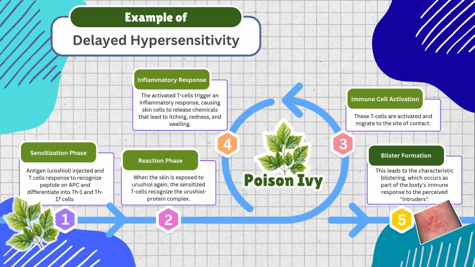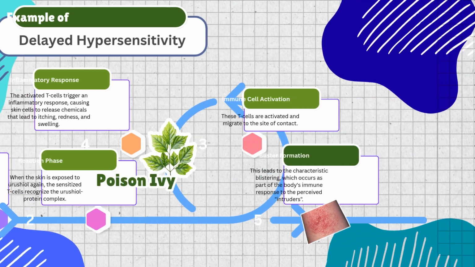Fifth, blister formation. This leads to the characteristic blistering, which occurs as part of the body's immune response to the perceived intruders.